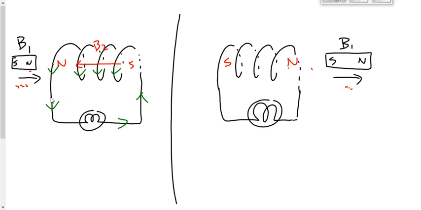So if this is south and north like this, we take our little wrapped up paper coil again. This time we're going to stick our thumb towards the right. Fingers are going to go up in the front or down in the back. The electric current is going this way, up in the front, down in the back, around like this. So we would say the current in this case would be clockwise. Counterclockwise in the first case, clockwise in the second case.